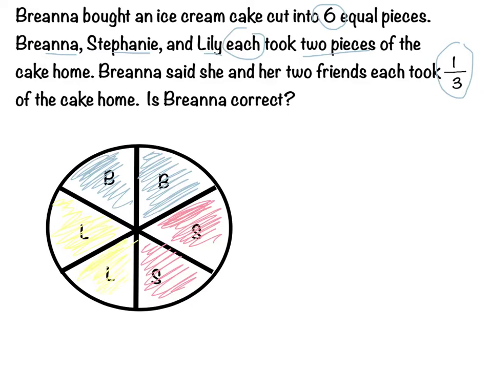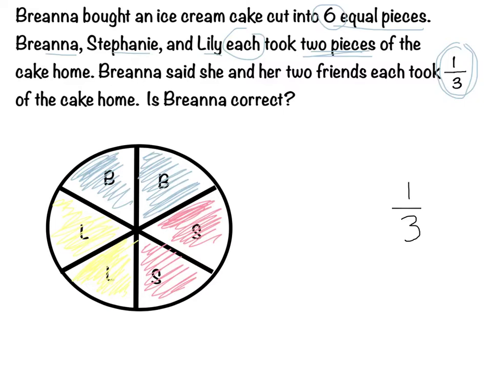Now, let's see what the question asks again now that we can see our model. It says, Brianna said she and her 2 friends each took 1/3 of the cake home. Is Brianna correct? Now, if you look at this model, I see 3 different colors. Remember that with fractions, the denominator means how many equal parts are there. So I'm going to put down 3 because I see 3 different colors. Now I see that Brianna has 1 part of those 3 colors.